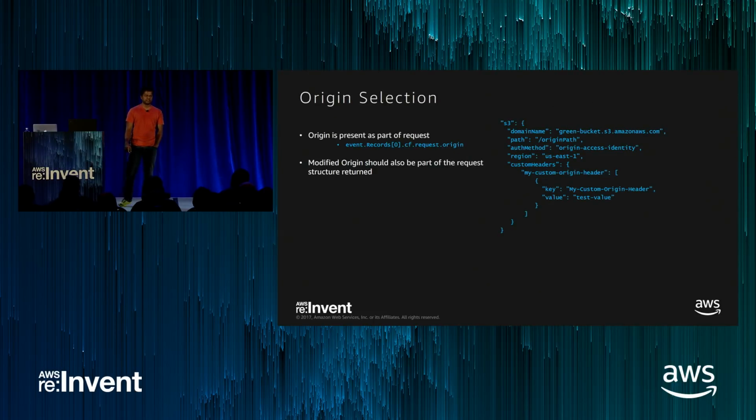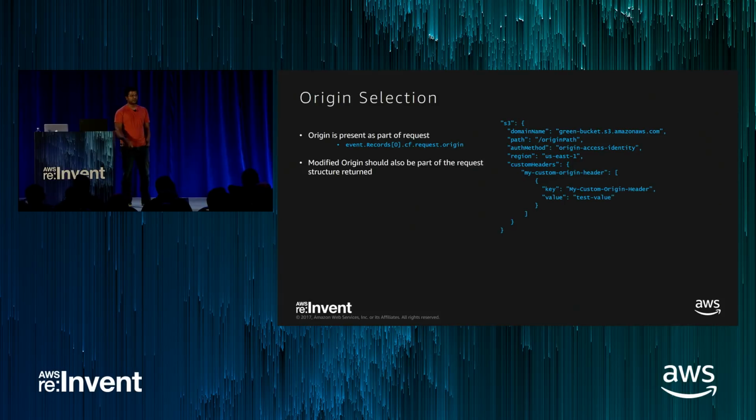The way you do that in the origin request event is by modifying the origin that was originally set up in your config. So in CloudFront config, you always have to provide an origin. That origin will be passed to the function as part of the request object. In the request object, request.origin is where you would have the details of the origin, and you can modify all properties of that origin. And you can even move from an S3 origin to a custom origin if you so choose.